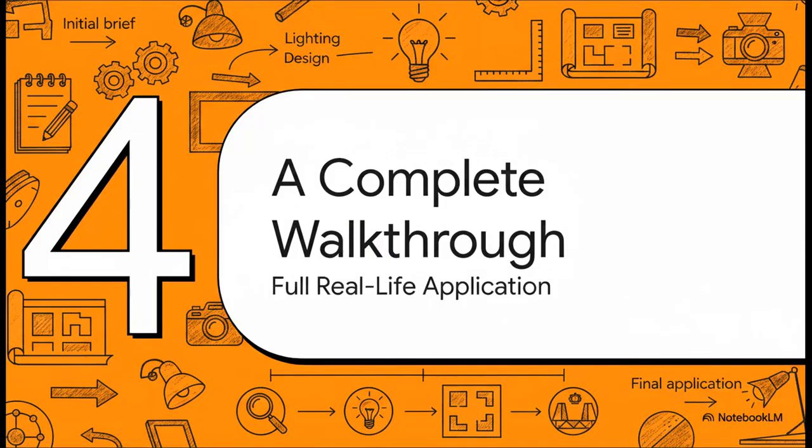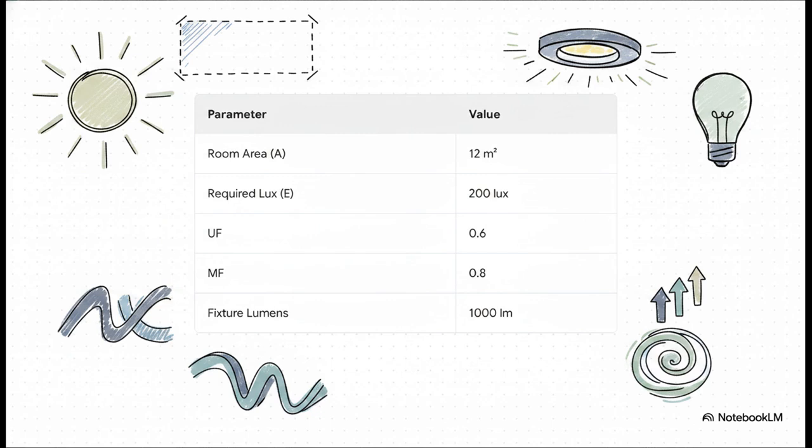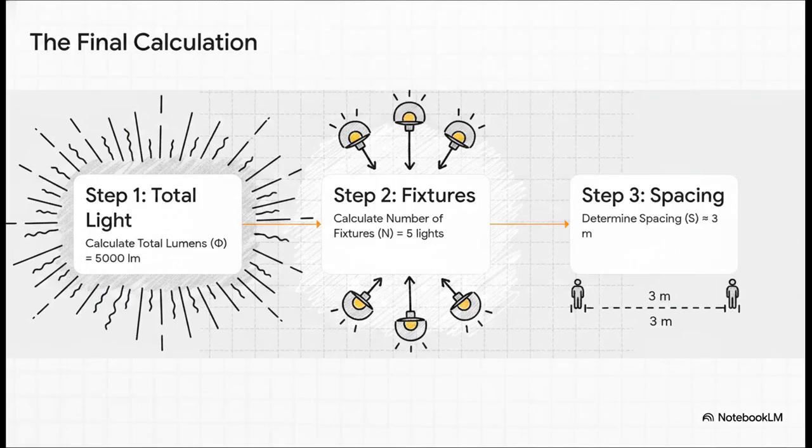Okay, let's put this all together. We're going to do one final walkthrough of the entire process, from start to finish. So here's our project brief, all in one place. Every single calculation we made came from these key numbers: the room's area, the brightness we wanted, our real-world factors, and of course, the specific fixture we chose. And here's the whole process in 3 simple steps.